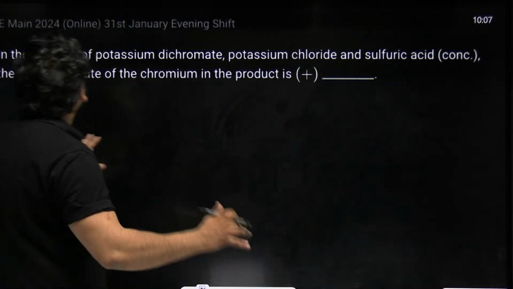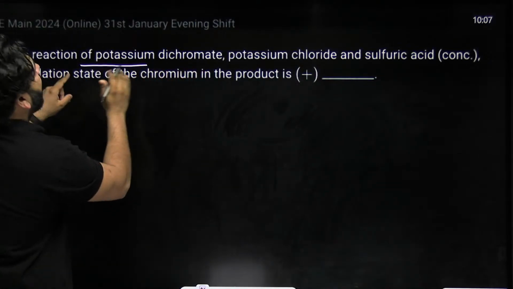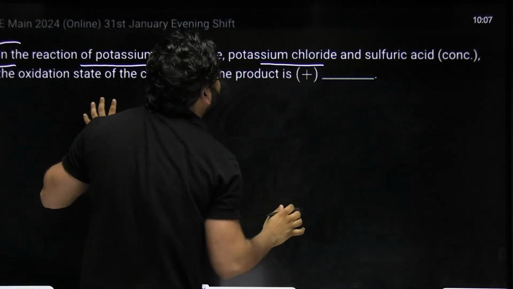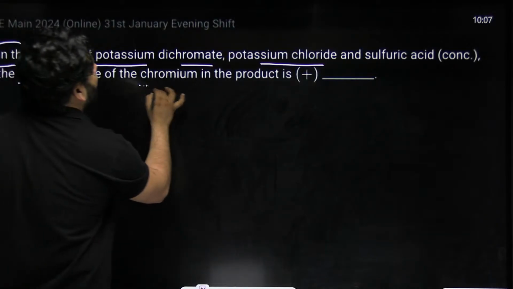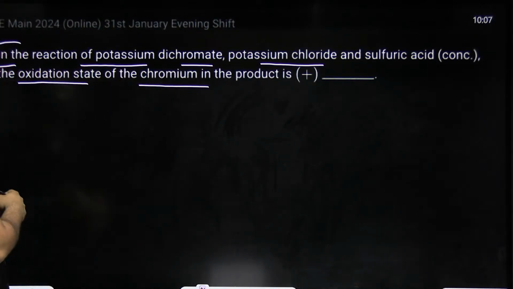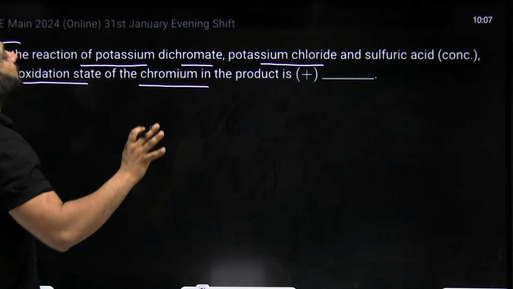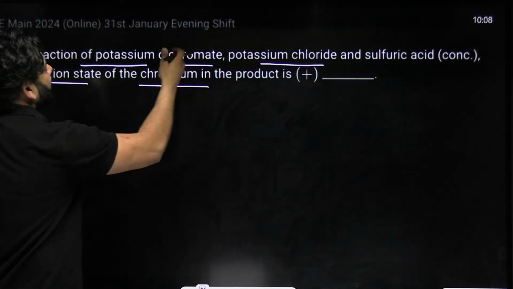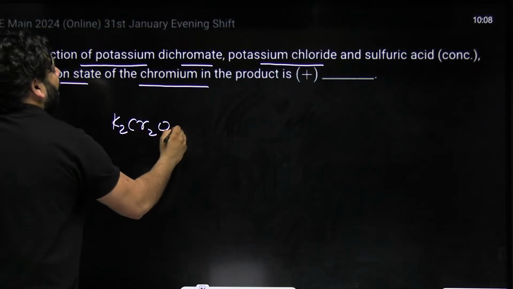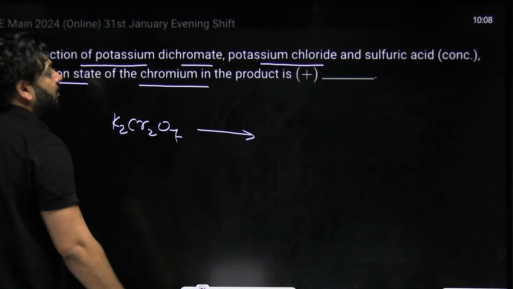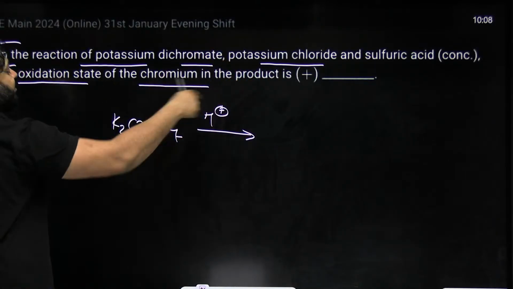We have another question. In the reaction of potassium dichromate, potassium chloride and sulfuric acid, the oxidation state of the chromium in the product is what? Whatever the oxidizing agent might be, this is the oxidizing agent potassium dichromate, which is K2Cr2O7, and we all know what K2Cr2O7 does in acidic condition, when we are given concentrated sulfuric acid.